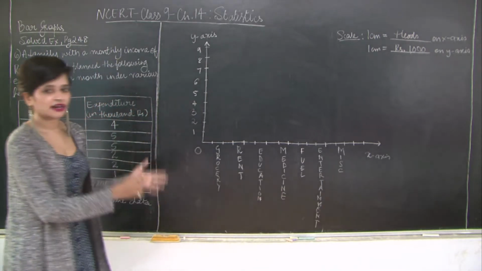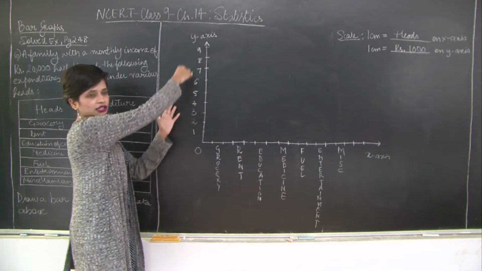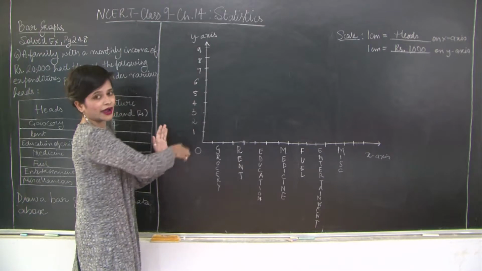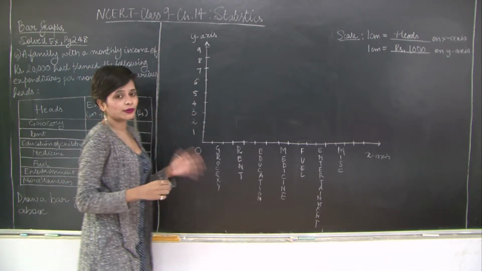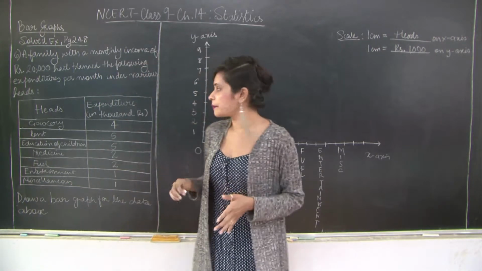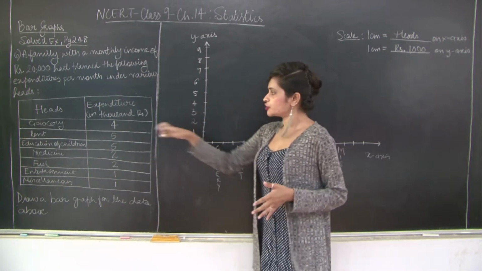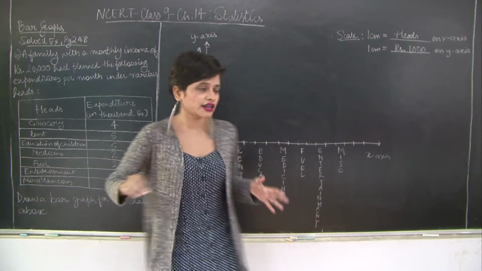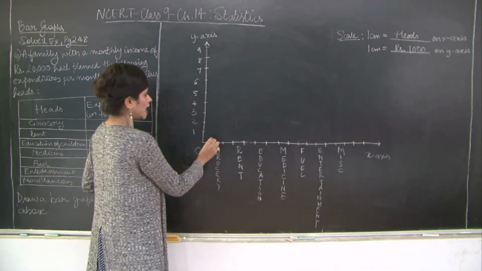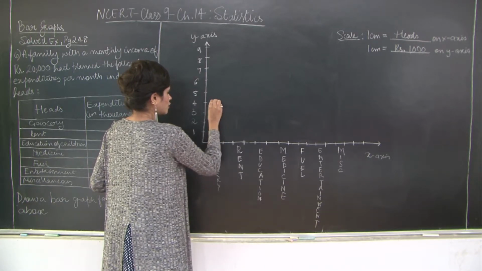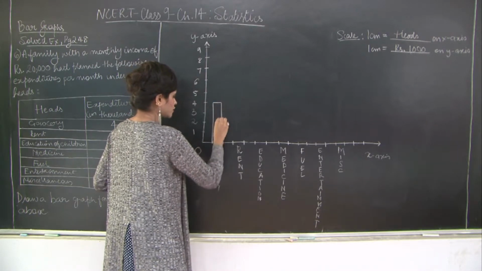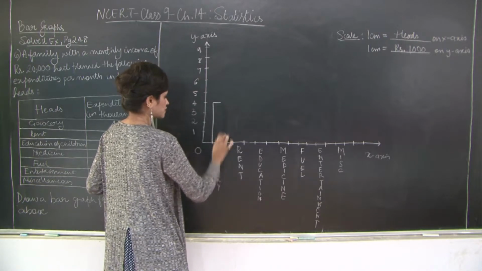So we have plotted down our variables and dependent values on the y-axis. So variables on the x-axis and dependent values on the y-axis. Now we just need to draw appropriate bars using this table. So grocery is 4,000. So let's count for grocery. I will go up till 4. The amount of money to be spent on grocery is 4,000.